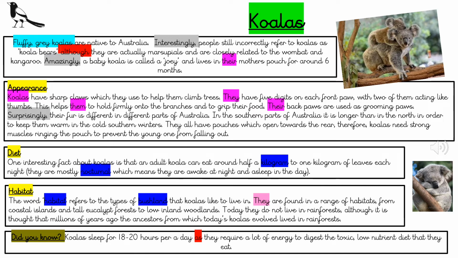Hi Year 3 and 4. Have a look at the different words which I have highlighted on the screen. Each colour stands for a different skill or feature that you need to include in non-chronological reports. Pause the screen for a second. Can you work out what each of the skills or features are by looking at the different colours?